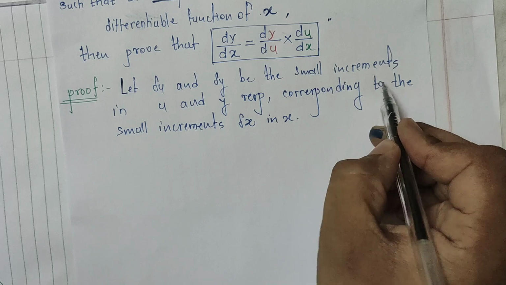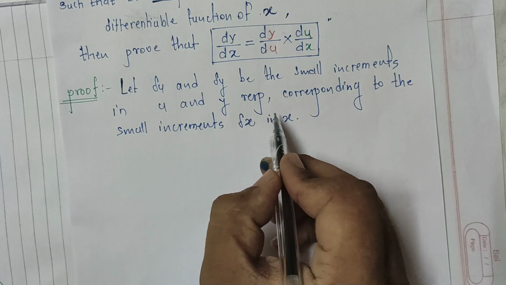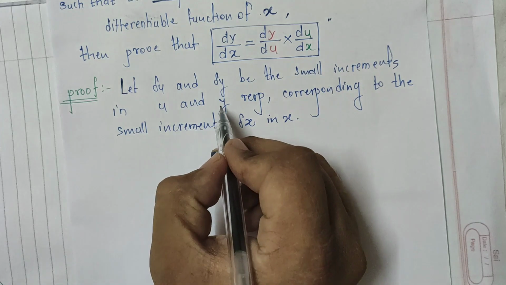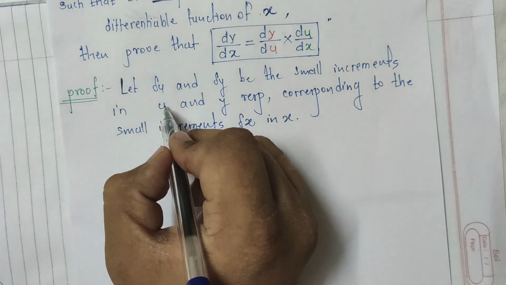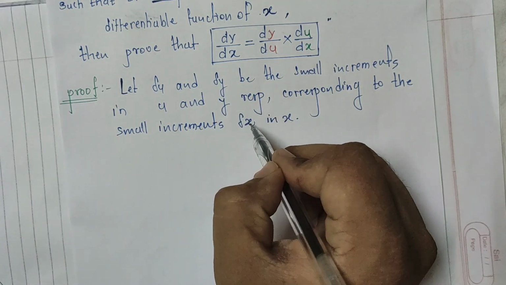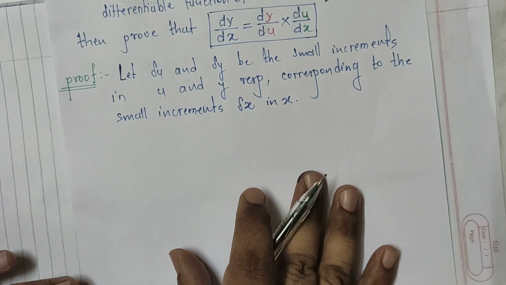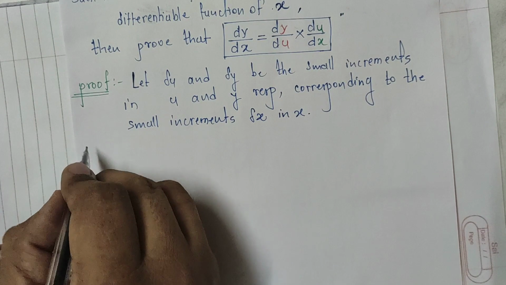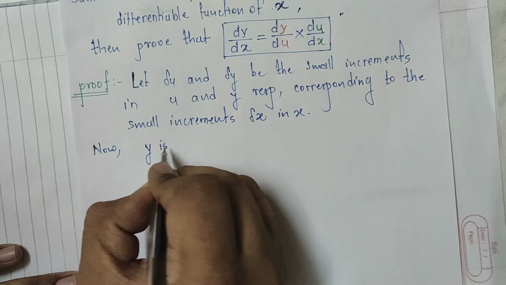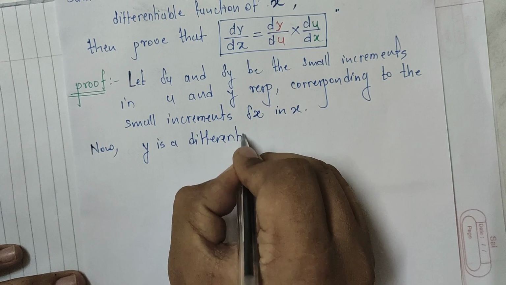Similarly, corresponding to the small increment delta x in x. Here I am taking three functions: the u function, the y function and the x function. u changes by delta u, y changes by delta y, x changes by delta x, all in small increments form. Okay, now let us see what is given. We have given that y is a differentiable function of u.